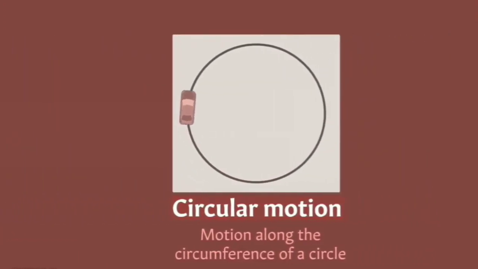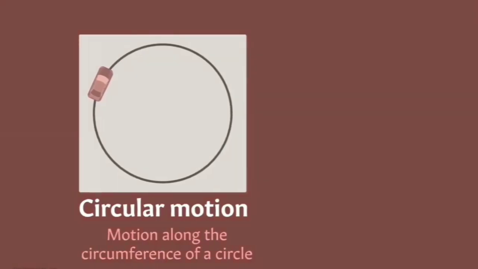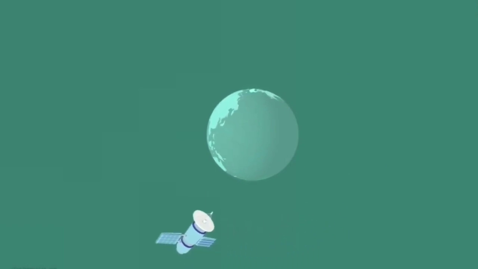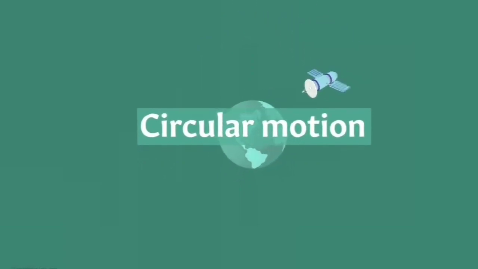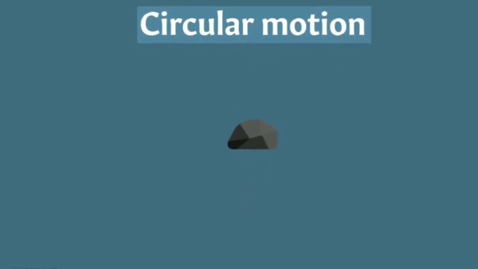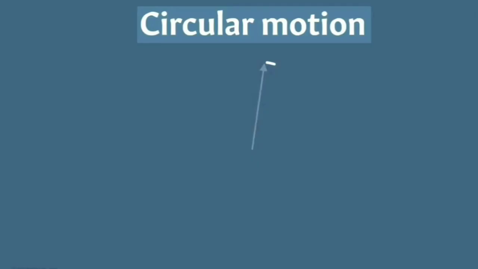Can you give me any real-life examples in which objects execute this type of motion? What about the satellites orbiting the Earth? Yes, a satellite orbiting at a certain height is also undergoing circular motion. What other examples of circular motion can you think of? Take a small object and tie it to one end of a rope. Take the other end of the rope in your hand and whirl it around in circles. You see that the object is performing circular motion. Notice that the distance of the stone from your hand is always the same.